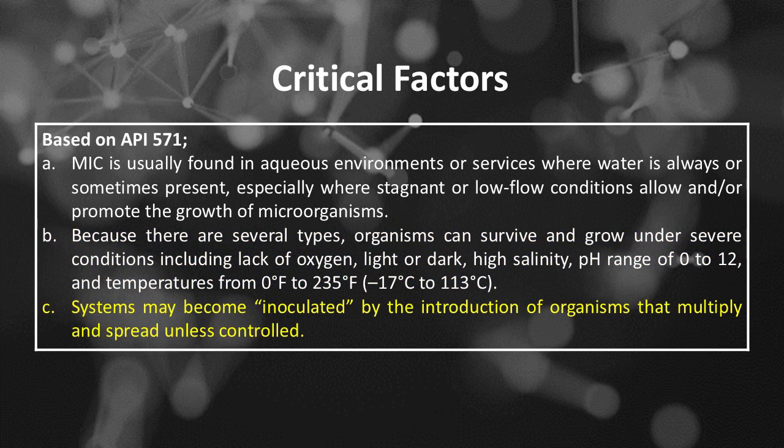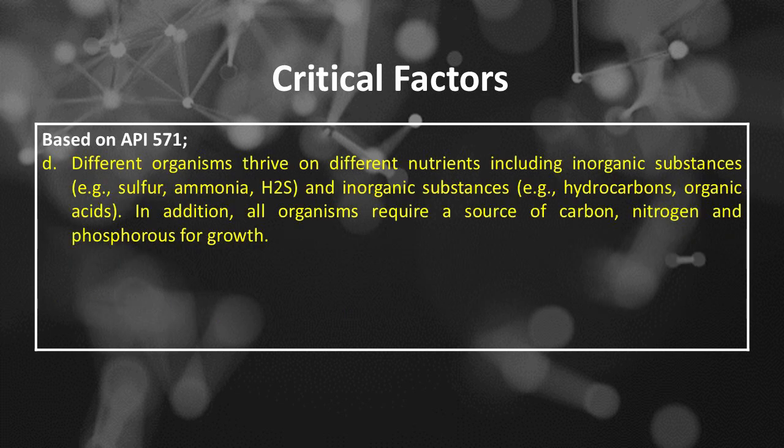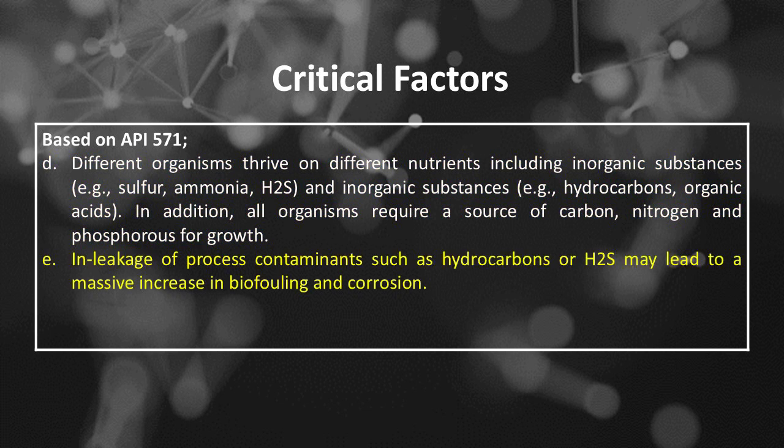Number C, systems may become inoculated by the introduction of organisms that multiply and spread unless controlled. Number D, different organisms thrive on different nutrients including inorganic substances, such as sulfur, ammonia, H2S, and organic substances, such as hydrocarbons, organic acids. In addition, all organisms require a source of carbon, nitrogen, and phosphorus for growth. Number E, in leakage of process contaminants such as hydrocarbons or H2S may lead to a massive increase in biofouling and corrosion.